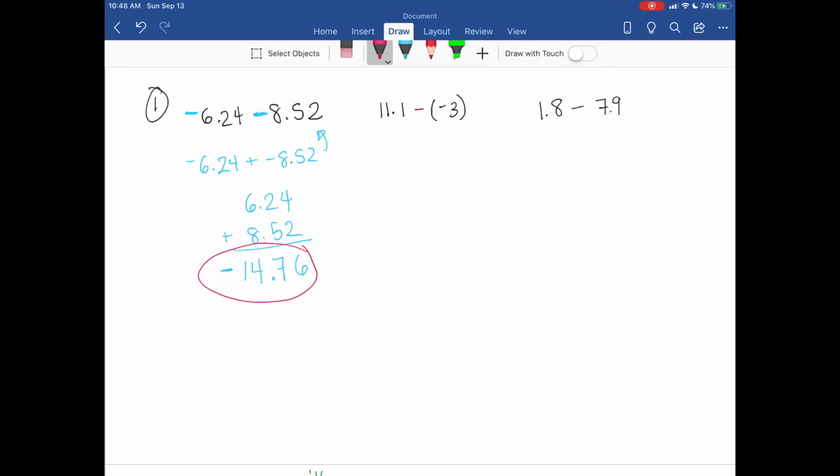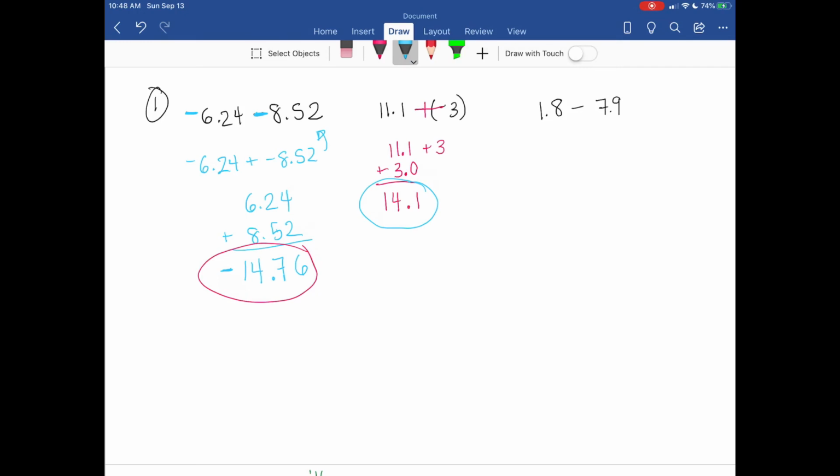Now for this one, a negative times a negative is a positive. It's actually 11.1 plus 3. So I'm just going to write it like this, and I'll put it as plus 3.0 so that we've got our decimals lined up, because 3 is the same as 3.0. 1 and 0 is 1. 1 and 3 is 4. And then I bring down the 1. And that's our answer for the second one. Go back to Desmos and check these. Make sure you're putting it in properly.